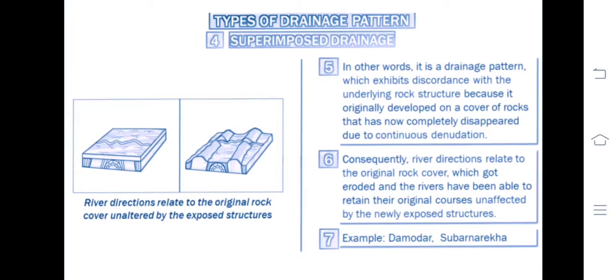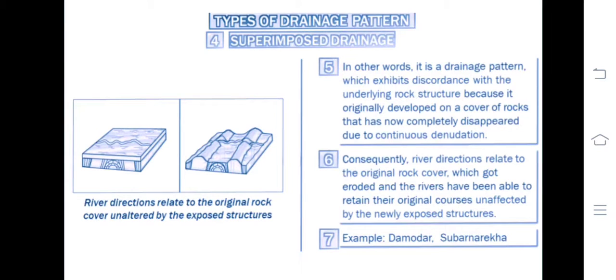The river direction is related to the original cover which got eroded, and the river has been able to retain it. How does it happen? Why does a changing structure not affect the river stream? Because of natural phenomena. Relate it with the fifth point. In other words, it is a drainage pattern which shows disaccordance with the underlying rock structure. Why is it so? Because it originally developed on a cover of rocks. How did the drainage pattern develop at the initial stage? It developed on a cover of rocks that has now completely disappeared, because of the overall period of time, because of denudation.